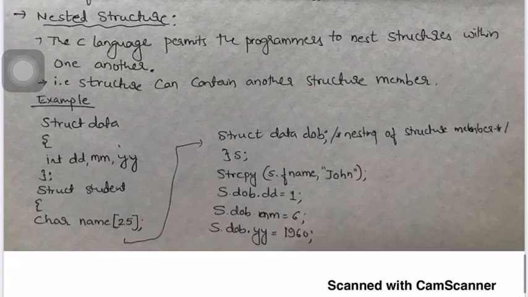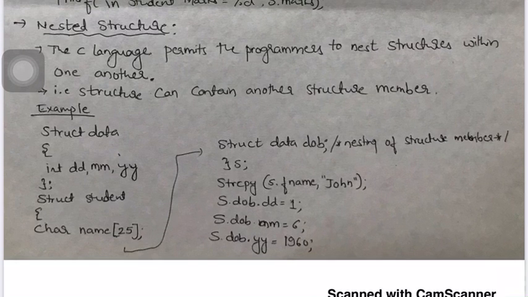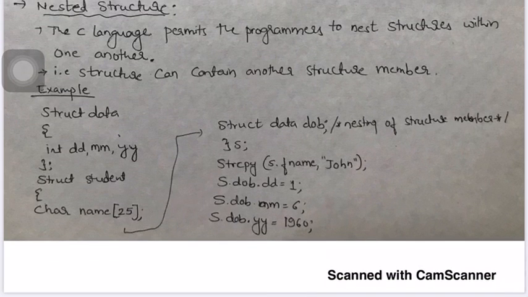Here we can see the example, that is struct date. This is one of the structure types. Here dd is the date, mm is the month, and yy is the year, all of integer type. Struct date is one of the structures. Then next, struct student. This is the structure of a student, and we can see here the name.